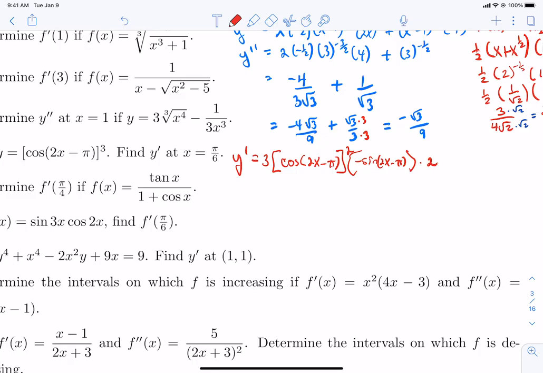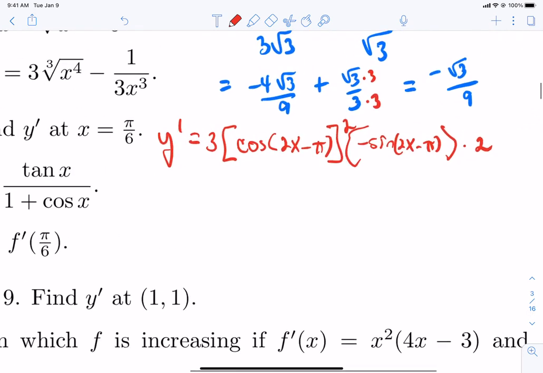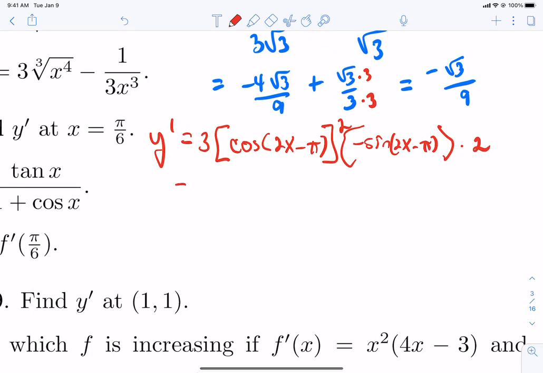Now that's our derivative at just x. So now we need to plug in the x value they gave us, pi over 6. So 2 times pi over 6 becomes 2 pi over 6, or pi over 3, minus pi is negative 2 pi over 3, because we had 1/3 minus 1 whole is negative 2/3.